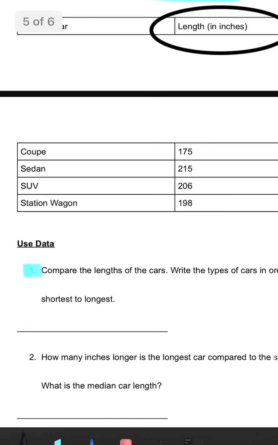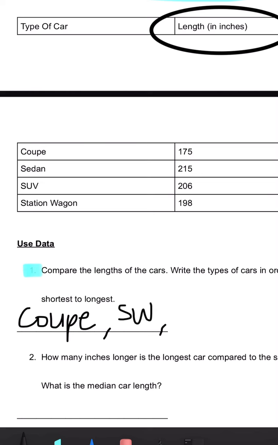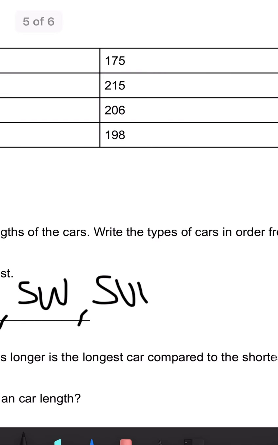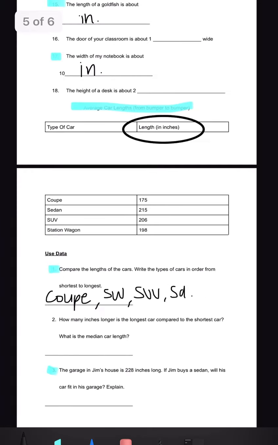So smallest number is going to be a coupe. And then it's going to be a station wagon. I'm going to put SW for that. And then it's a SUV. And then a sedan. So I'll just put SD for that.